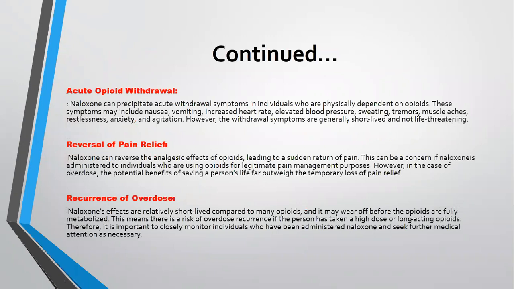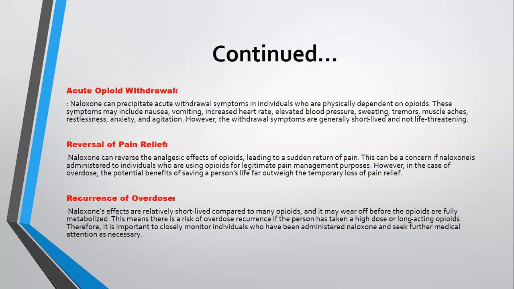Now continuing over the side effects of naloxone dosage. The other side effects include acute opioid withdrawal. Naloxone can precipitate acute withdrawal symptoms in individuals who are physically dependent on opioids. These symptoms may include nausea, vomiting, increased heart rate, elevated blood pressure, sweating, tremors, muscle aches, restlessness, anxiety, and agitation. However, the withdrawal symptoms are generally short-lived and not life-threatening.